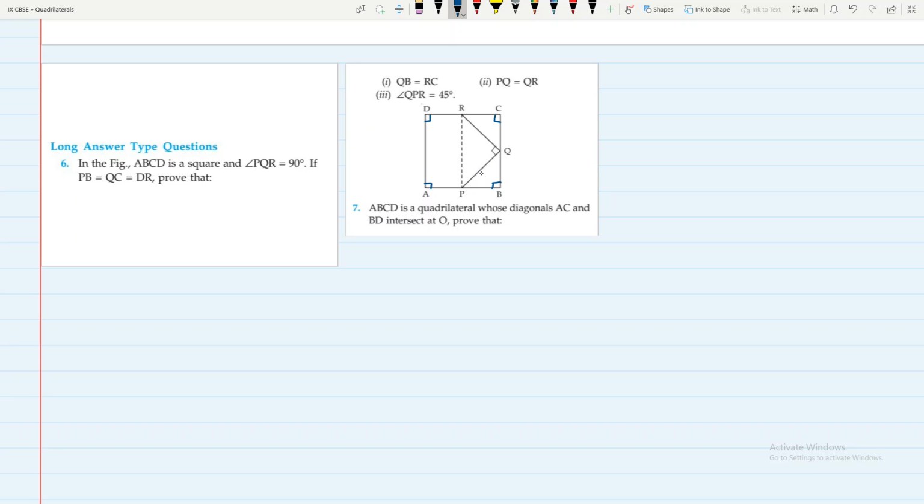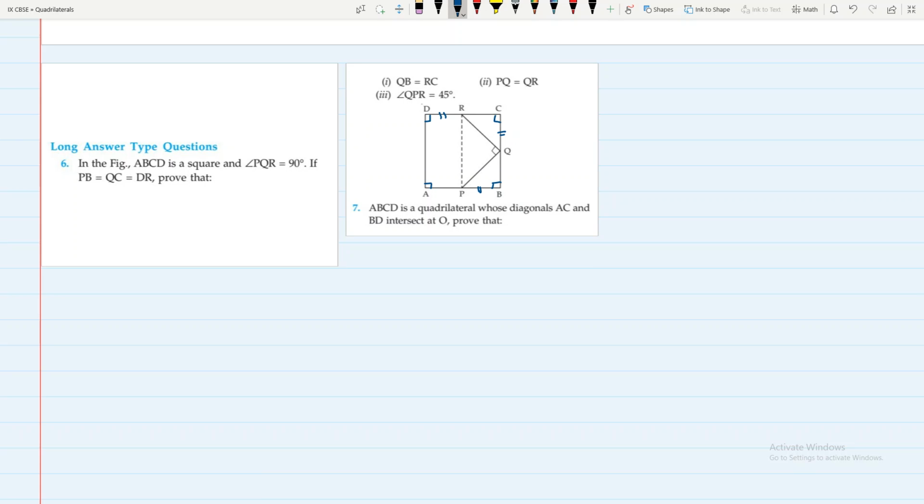If PB is equal to QC is equal to DR, these three sides are also equal. Prove that QB is equal to RC.